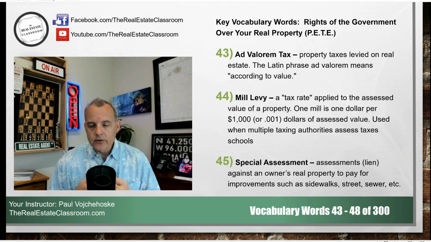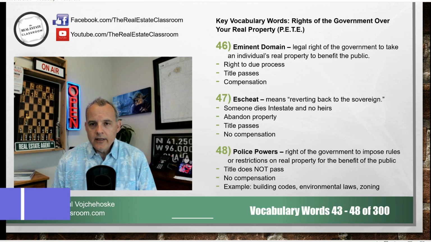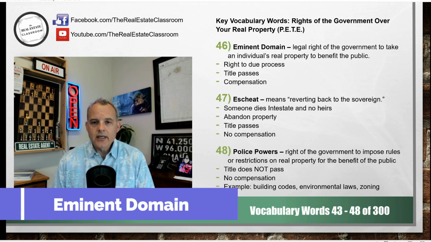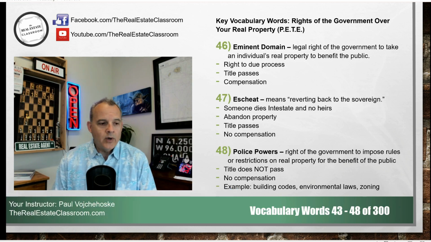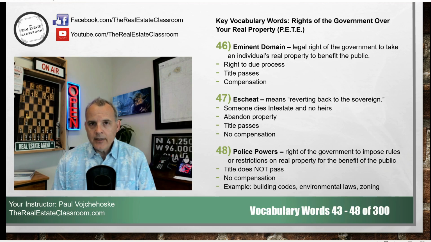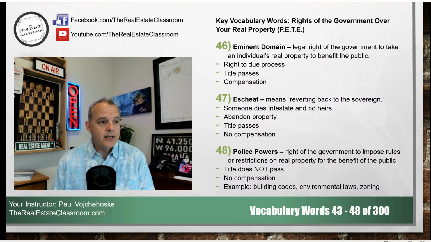There are other ways, but those are the two most common. Number 46 of 300 is eminent domain. Now, eminent domain is a legal right of the government to take an individual person's real property. When they take that real property, it has to be for the general welfare, safety, and benefit of the general public. For example, the federal government might take someone's property for a military base or to build an interstate.